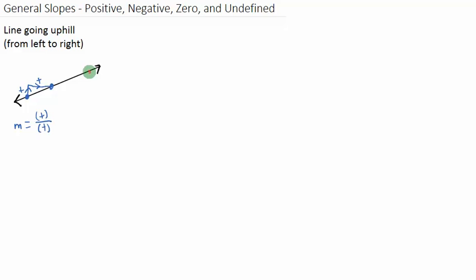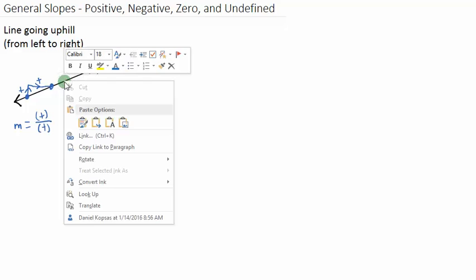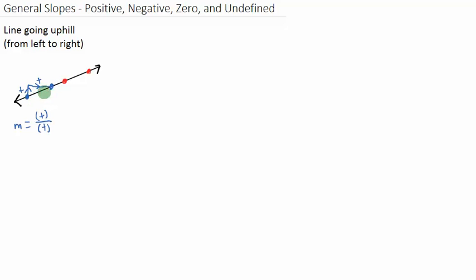But you could also consider two different points because the points you choose don't matter, and you don't have to travel in the direction we did here. I could travel down first and then left. And in that case, I would have a negative rise and a negative run. So I would have a negative rise divided by a negative run, but in either case, the slope of this line is positive because a positive divided by a positive is positive and a negative divided by a negative is positive. So a line that goes uphill from left to right has a positive slope.